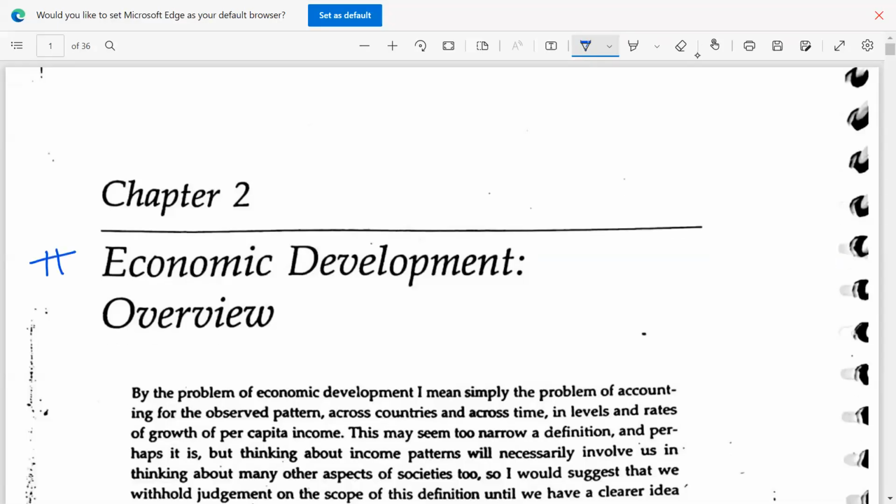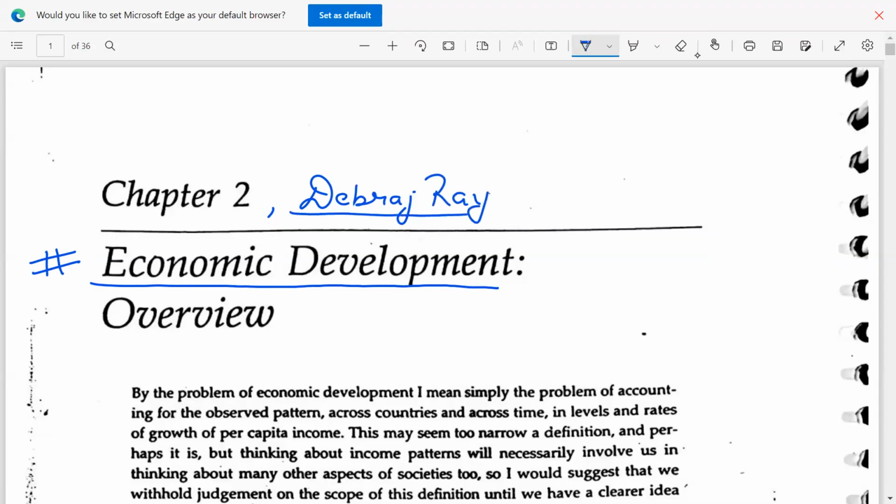We intend to start with the reading Economic Development by Debraj in this particular lecture. Debraj would be the main book I would prefer to follow for my lectures on development economics. And in this particular lecture, we look at the concept of economic development. This is chapter 2 of Debraj.